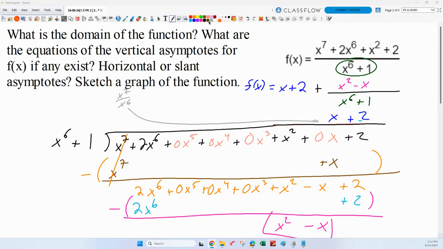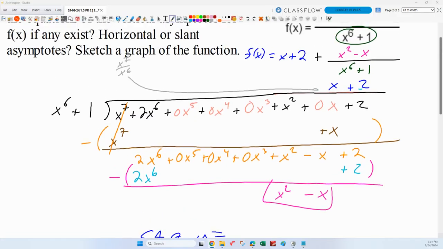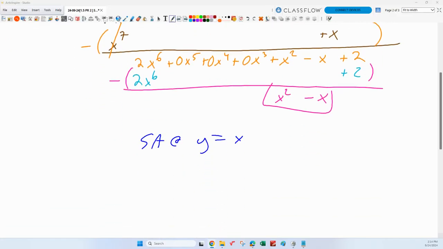So in the limit that x goes to infinity, what's going to happen to the remainder term? It's going to go to 0 because it's a rational function where the denominator has a higher power of x. It has to be that way, right? So this tells me then that I get a slant asymptote at y equals, what was it, x plus 2? Everybody good? Make sense? Okay.